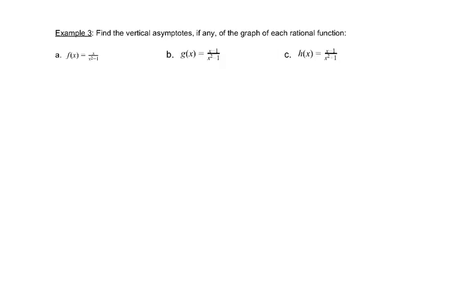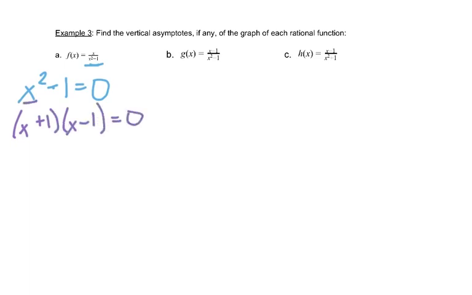So here it says find the vertical asymptotes. So we'll start with this first one. Here we have x squared minus 1. We'll set it equal to 0. In this case, we can factor this. We'll have x plus 1, x minus 1. It's a difference of squares. x is the beginning of both, 1 at the end of both, 1 plus, 1 minus. We'll set each one equal to 0. And we'll solve.